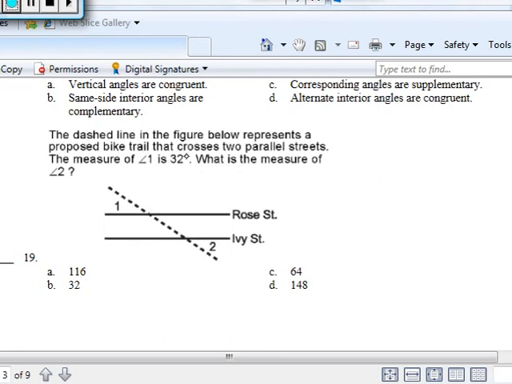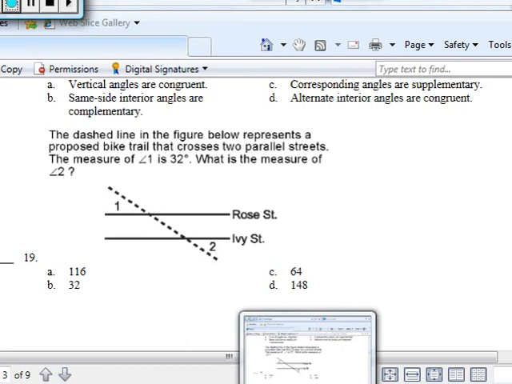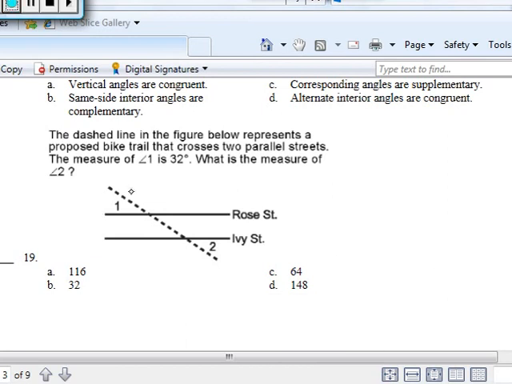Next problem says the dashed line in the figure below represents a proposed bike path that crosses the two parallel streets. The measure of angle 1, which is here, is 32 degrees. What's the measure of angle 2? I didn't have to copy that, did I? If angle 1 is 32 degrees, what is the relationship between 1 and 2? Those are alternate exterior angles. Alternate exterior angles are always the same. So if that's 32, then this is 32. Done. That'd be B answer.